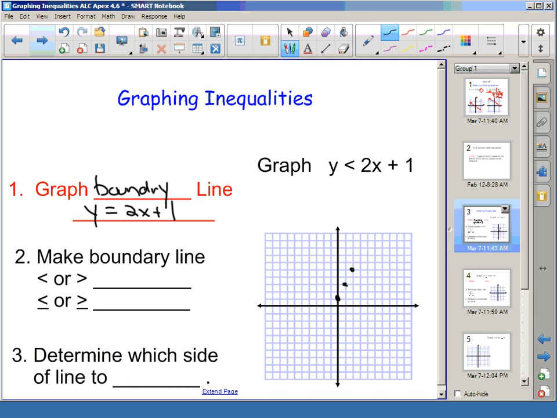But the next thing is we have to make the boundary line either dotted or solid, based on if the inequality is just greater than or less than, or if it's less than or equal to or greater than or equal to. You might need to make a note here. I know students do tend to forget this. This is your less than, this is greater than. So up here this is less than, so we're going to make a dotted line.